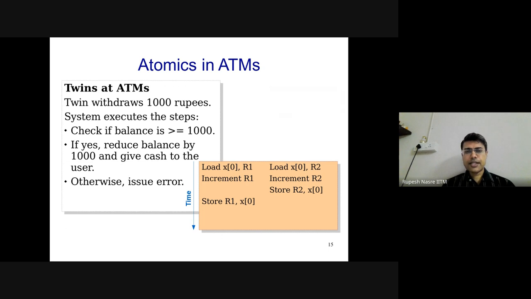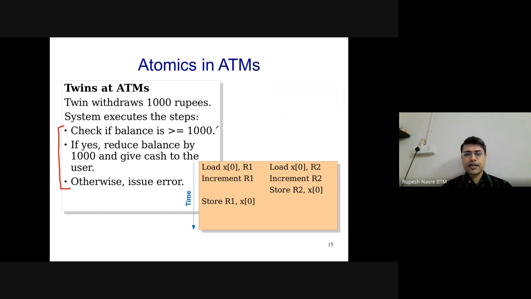Okay, another example is that there are twins at the ATM. If you felt that plus plus X of 0 giving 1 or 2 is no big deal, it can also happen in real life, where the current balance is, let's say, 1,000, and the twins withdraw 1,000 rupees from parallel ATMs simultaneously. And if the system executes these steps: check if the balance is greater than or equal to 1,000. If yes, reduce balance by 1,000 and give the cash to the user, otherwise issue error.